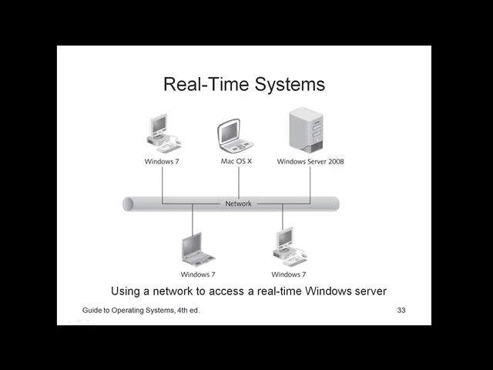In this diagram, we show how real-time systems interact. It typically uses a network to access a real-time Windows server. Now, the server may or may not process data for the real-time systems, but one thing's for certain: the data that was processed will be processed in a sequential manner.